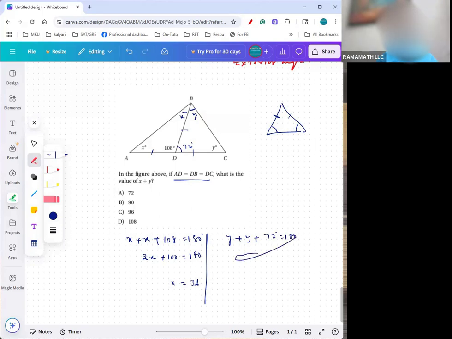Okay, it's 180 degrees, and then 2y equals 108. How much is the y? 54 degrees, right? Now, once you get the x and y, what we're going to do is add x plus y. So 36 plus 54 is 90 degrees.